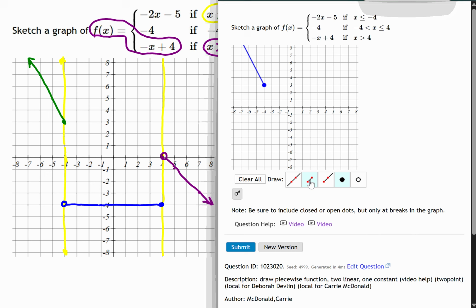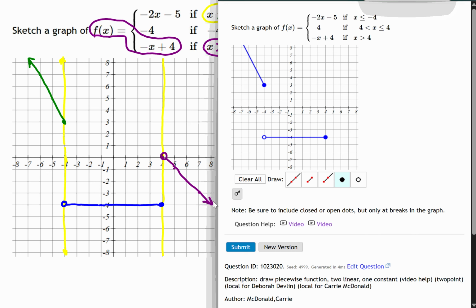Let's do next this line segment right here in blue. So we're going to go from this point, which is -4 comma -4. So to x equals -4, then down to y equals -4. I'll start my line segment there. And then I'm going to go over to where I have an x value of 4 and a y value of -4. And then I'll put an open circle on the left end and a solid point on the right end.